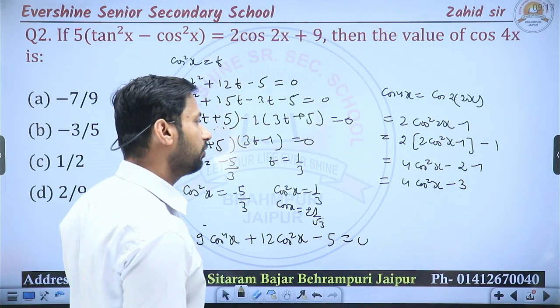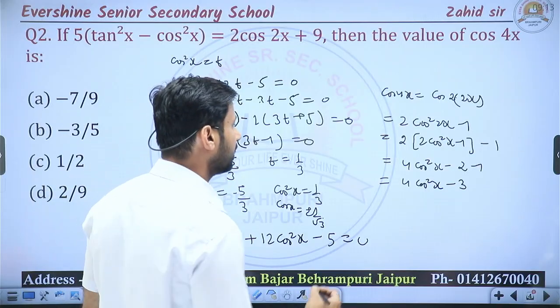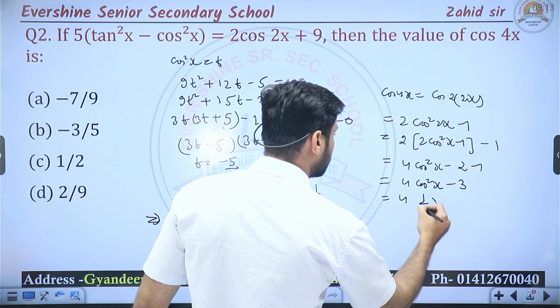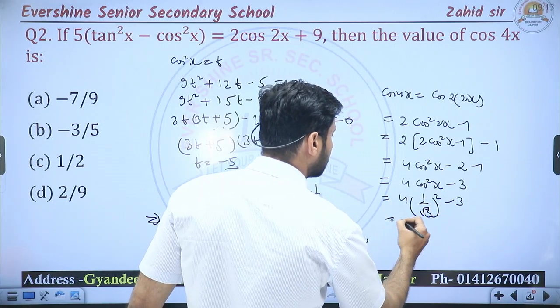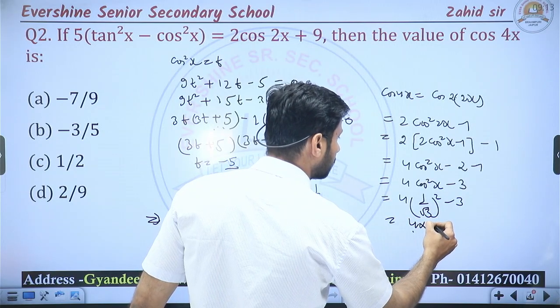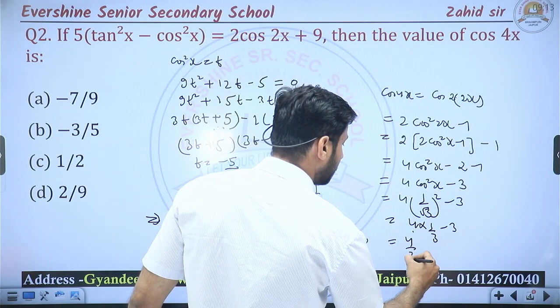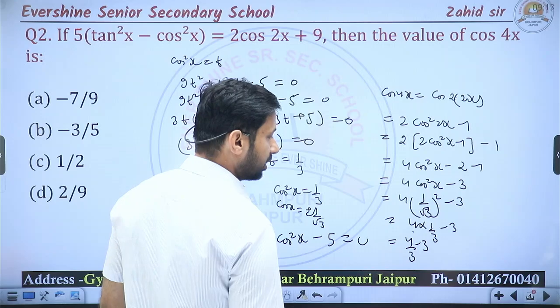Now I can put the value of cos, that is 1 by root 3. So 4 into 1 by root 3 square minus 3. So 4 into 1 by 3 minus 3. So 4 by 3 minus 3. I can take the LCM.